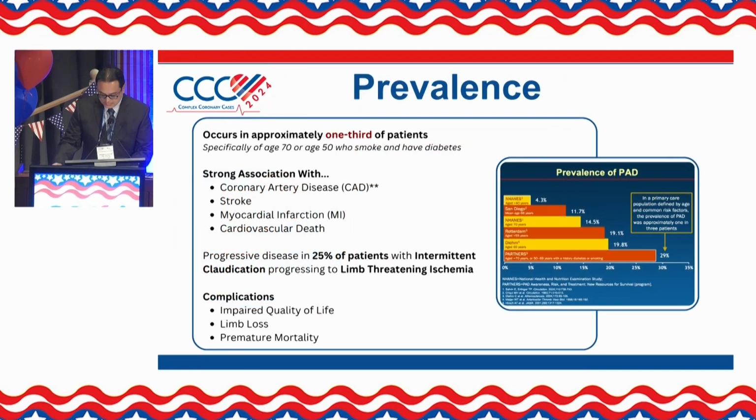So is PAD a common disorder? Well, according to the PARTNERS study, you can see here in the slide, it is. PAD occurs in about one third of patients, specifically those over the age of 70, and those patients age 50 and above who smoke and have diabetes. It's a progressive disease in 25% of patients with intermittent claudication, which progresses to limb-threatening ischemia. And the outcomes result in impaired quality of life, limb loss, and premature mortality.